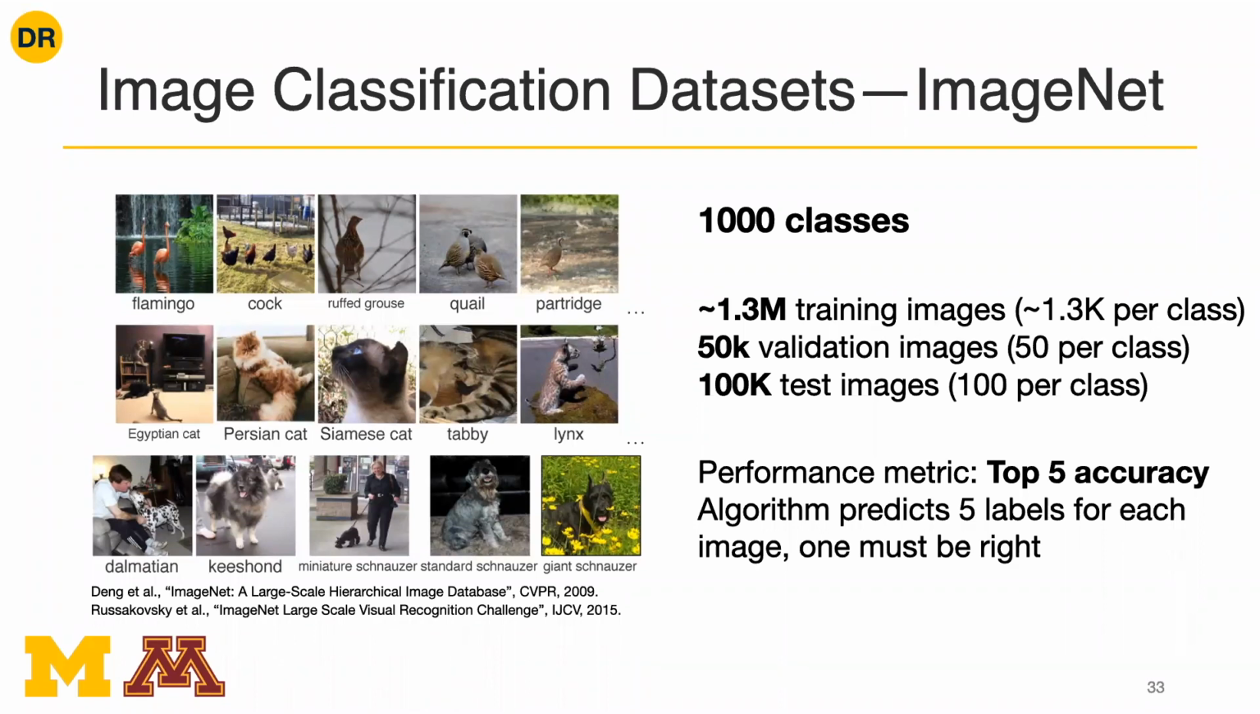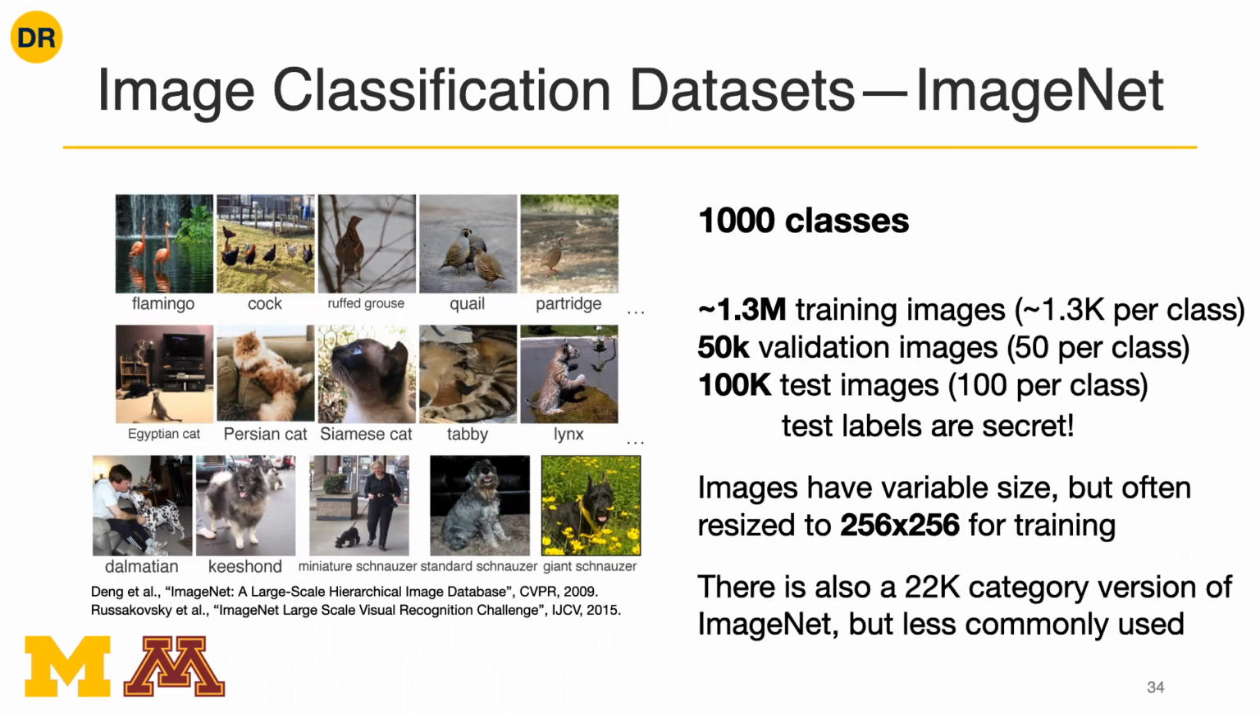The thing to note here is, earlier you did not see a validation set, but here you have a validation set of 50K, and there is a test set which is 100K. The reason is this was part of a challenge where the test set was not released publicly. It was kept secret, so people could submit their code, and a centralized system would run their code to see how they were performing.